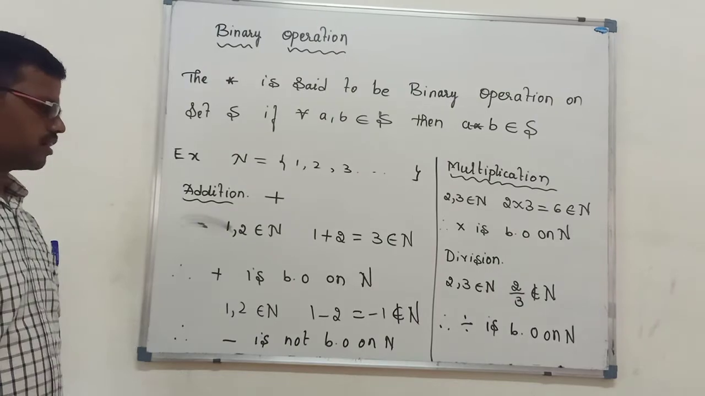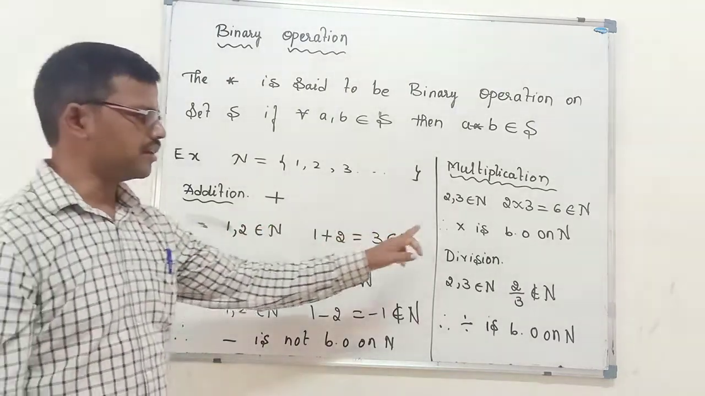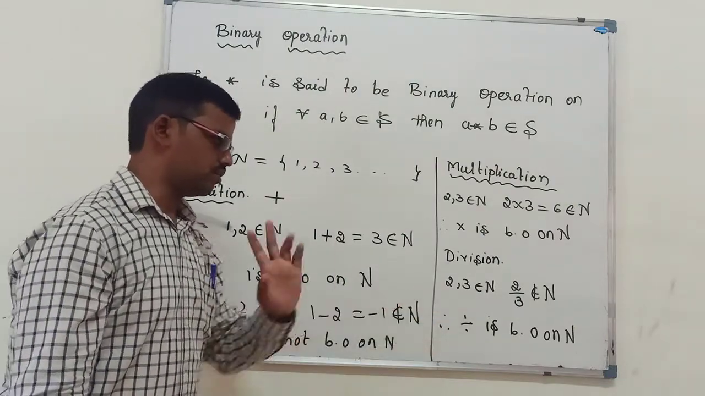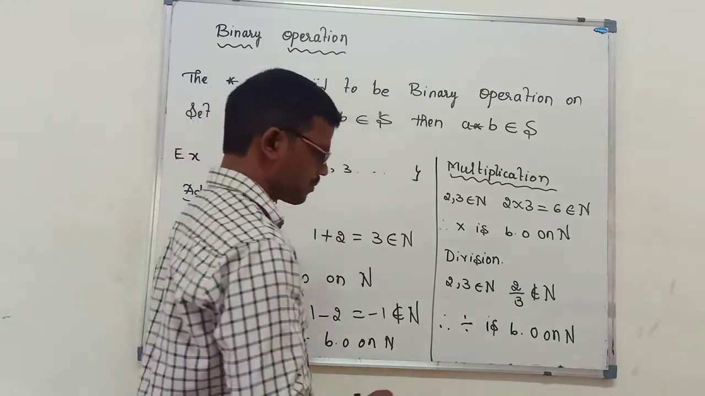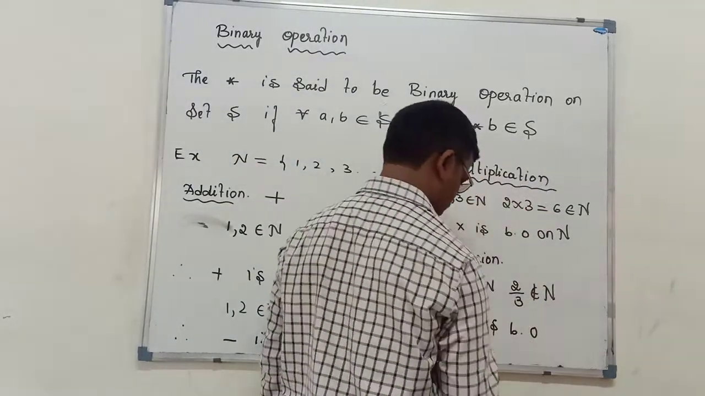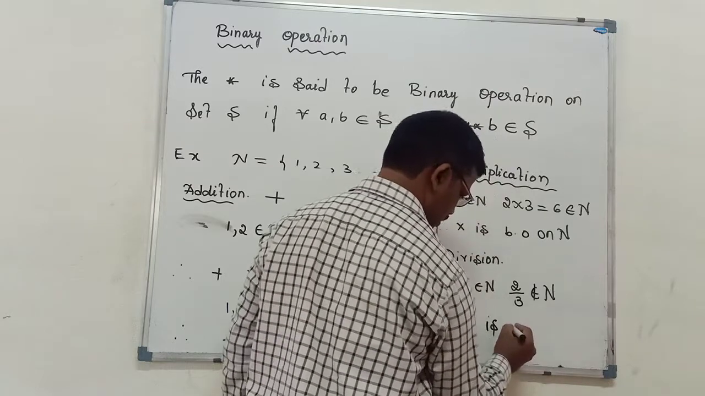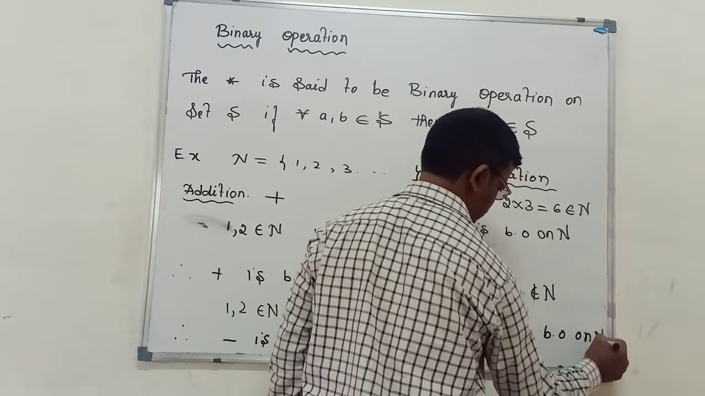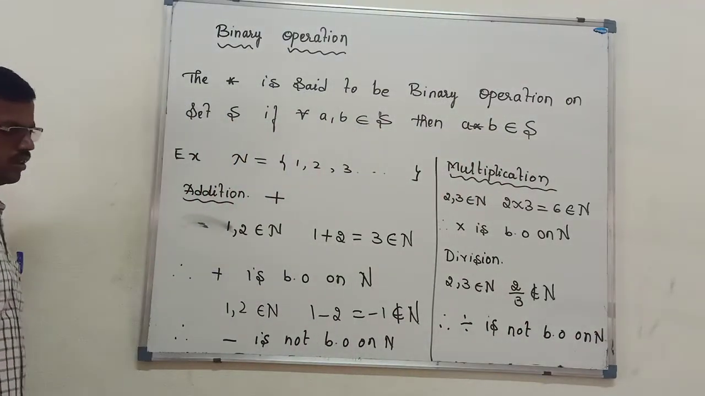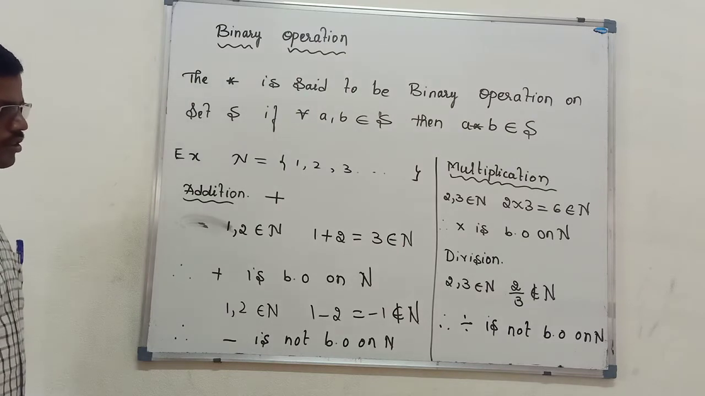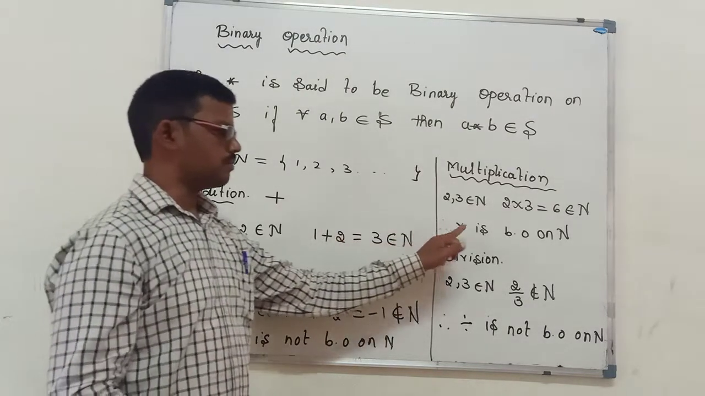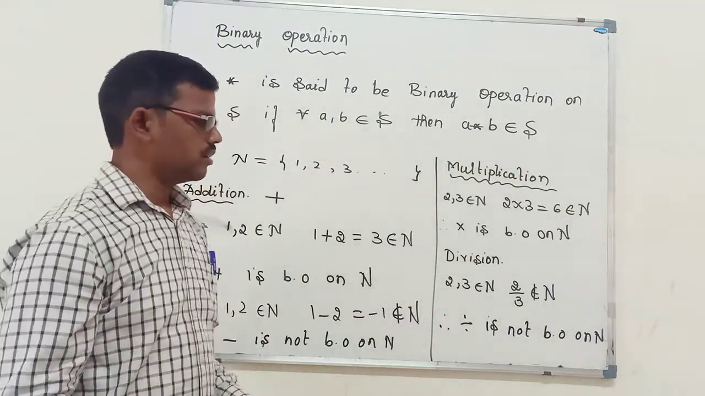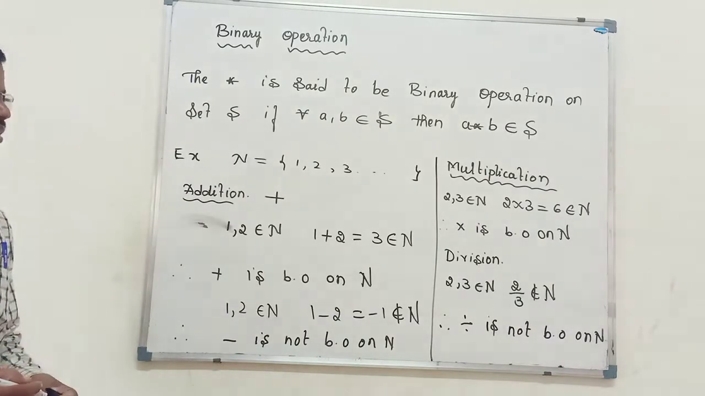So from here it is clear that addition and multiplication are binary operations on N, and subtraction is not a binary operation, and division is not a binary operation on N. Addition and multiplication are binary operations, but subtraction and division are not binary operations on N.